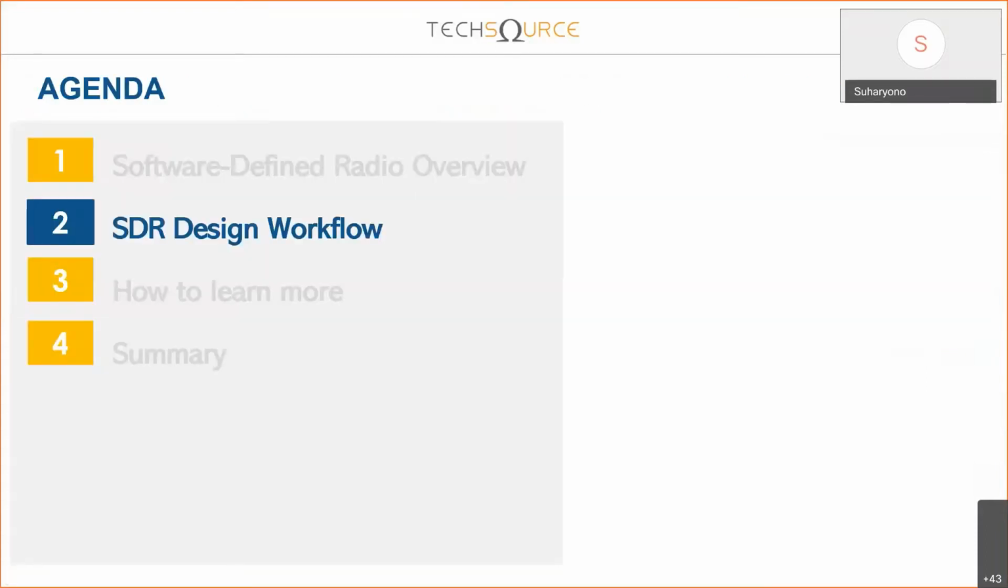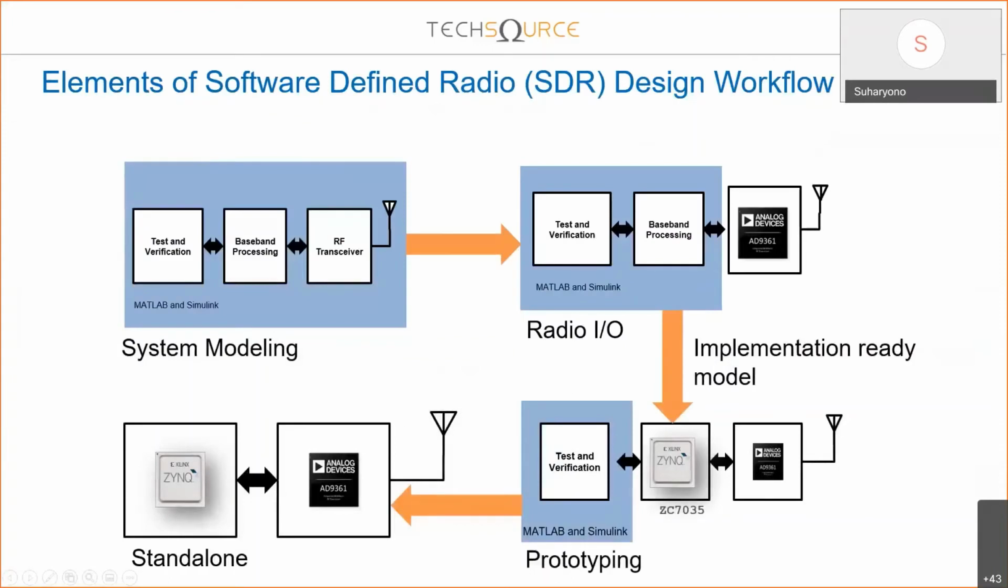Okay, so now let's discuss the design cycle or design workflow for this SDR. Basically, we can define the SDR workflow into 4 stages. First, on the top left, you can see we do the entire system modeling in MATLAB and Simulink. This is where we can quickly analyze the performance, or even find out any potential design issue earlier.